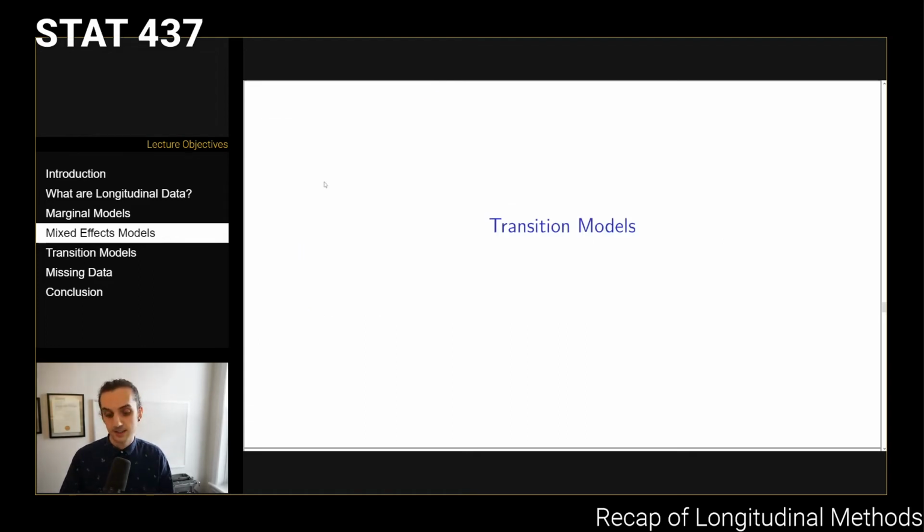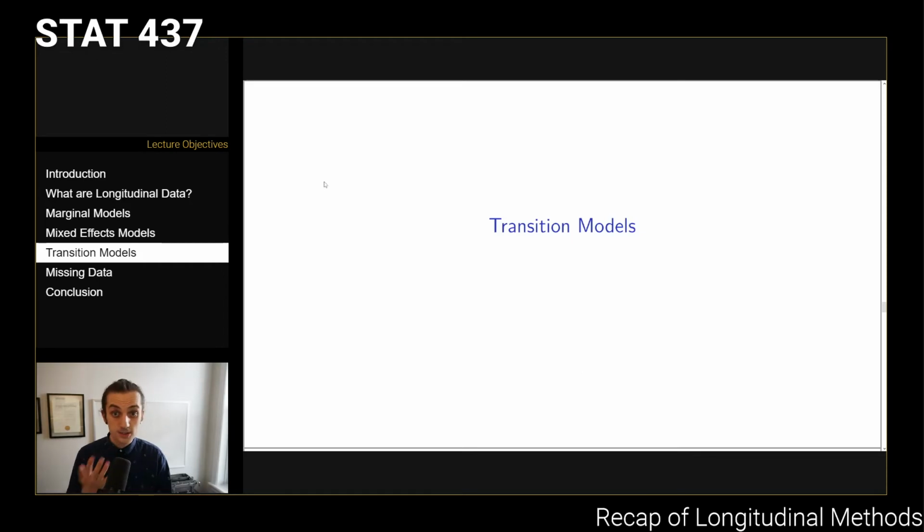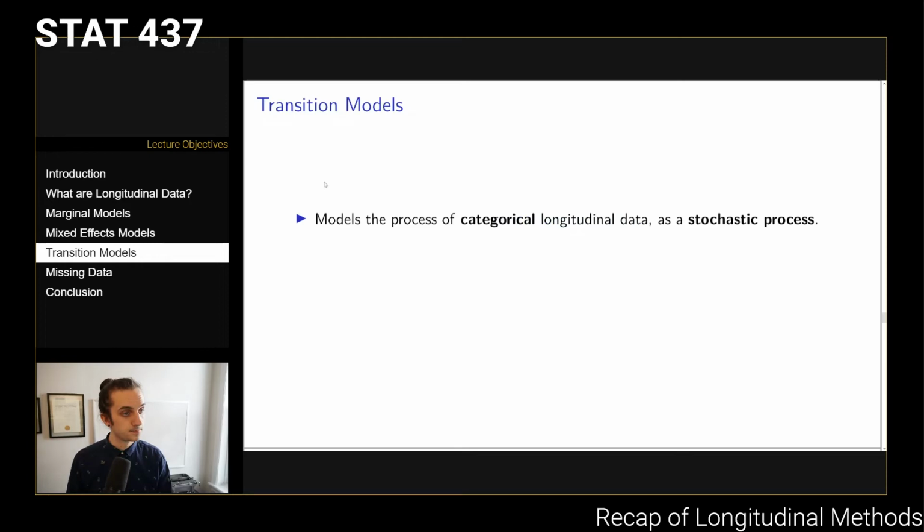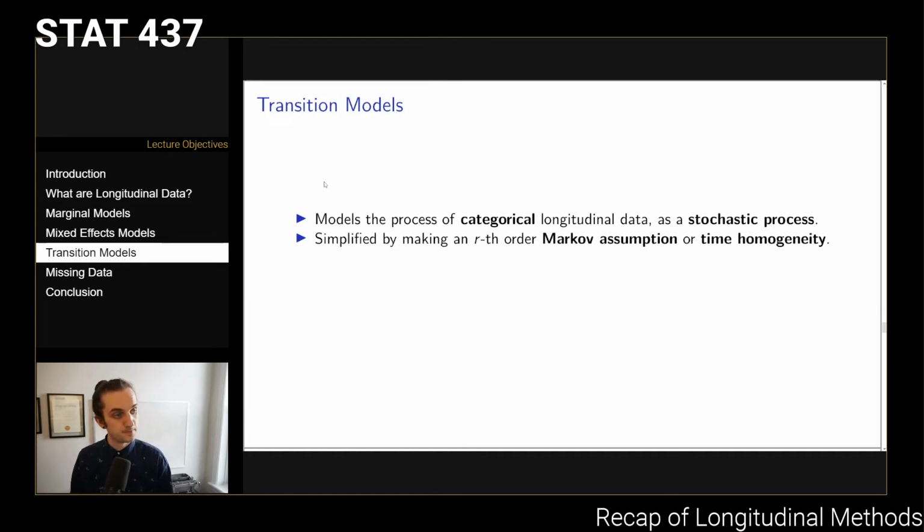After linear mixed effects models, we discussed transition models. And transition models were sort of a reframing of the problem entirely to draw on stochastic processes. And they were most easily motivated through the use of categorical data. So if you have categorical longitudinal data, you can think about this as a stochastic process where individuals are transitioning between states over time. And then if that's how you're conceptualizing the longitudinal data, well then the correlation that we're observing comes through this process, and all that we need to do is indicate the transition probabilities.